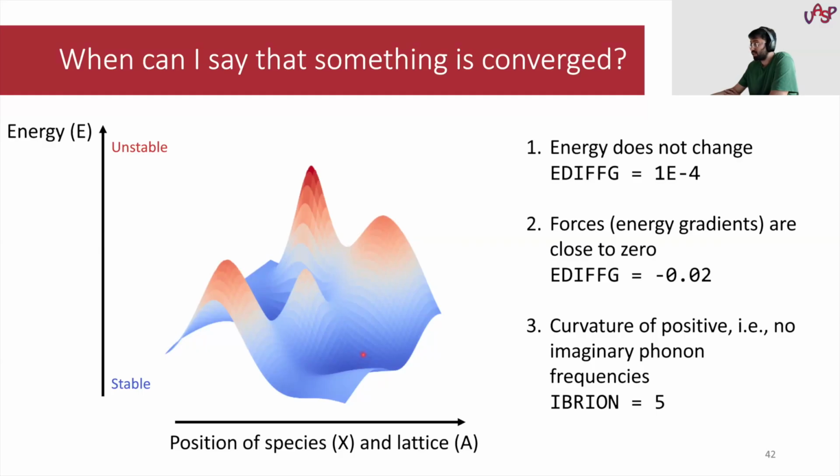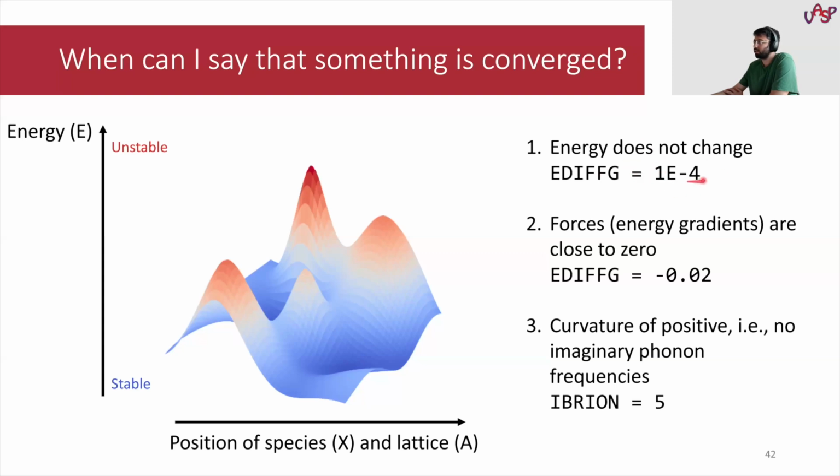The first check will be to see if the energy doesn't change. So for example, if the energy doesn't change, you're probably very close by. If you're here, for example, you take another step here, the energy has changed a lot, so you're probably not converged. But if you're here and you change a little bit here, you're probably converged because the energy doesn't change. It's not a foolproof check, but it's a check nonetheless. You would do this by setting a positive number to EDIFFG.